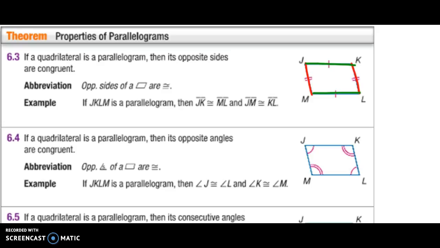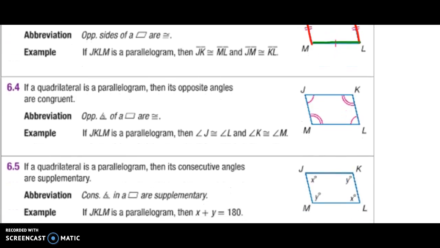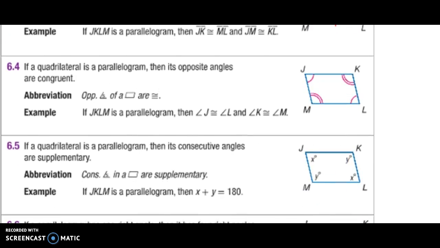Theorem 6.4 says if a quadrilateral is a parallelogram, then its opposite angles are congruent. So angle J and angle L are congruent, and so is angle M and angle K. Those are congruent.